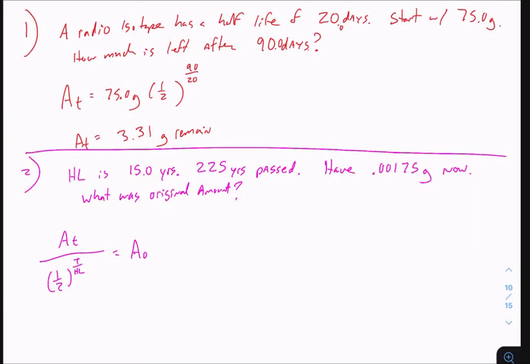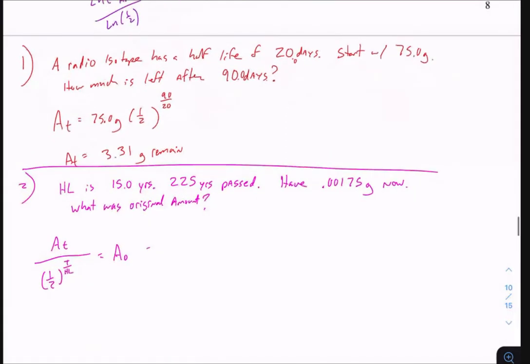We'll go with 3 sig figs here. Who's got this one? What was the original amount? Jason? Is it 57.3? Yeah. How are we doing, guys? So far, so good? Okay.